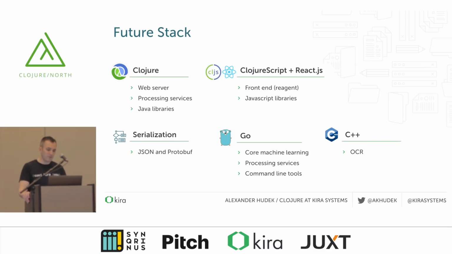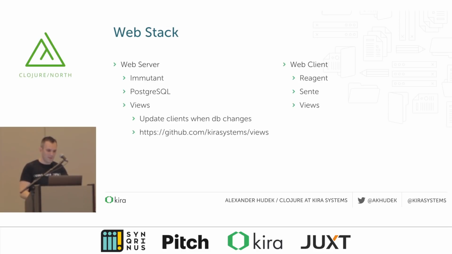So our future stack looks like this. Clojure and ClojureScript remain the pillars, and the front end now is all in Reagent, which is wonderful. The serialization is shifting over to JSON and protobuf. We have some Go in there. OCR will always be in C++ because that's what OCR engines are written in. And then if anyone was curious, as a bonus, our web stack looks like this today.